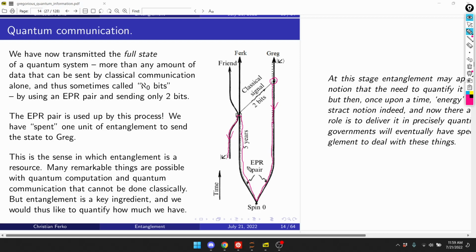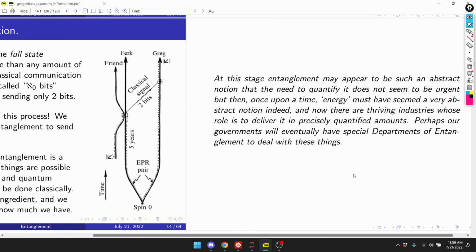Right? This is not real time travel. We haven't sent a signal back in time, but in a limited sense, we were allowed to use a resource by going back in time through this entangled world line. So here's a quote that I like that explains this. This is from the textbook by Nielsen and Chuang.